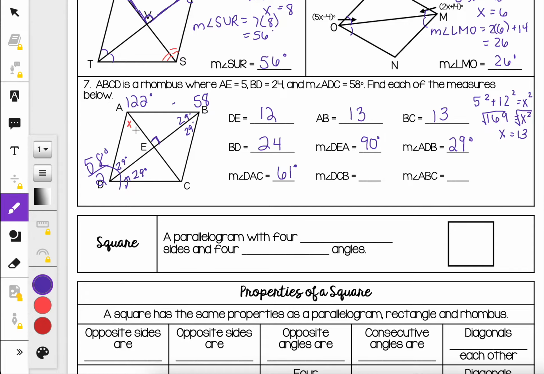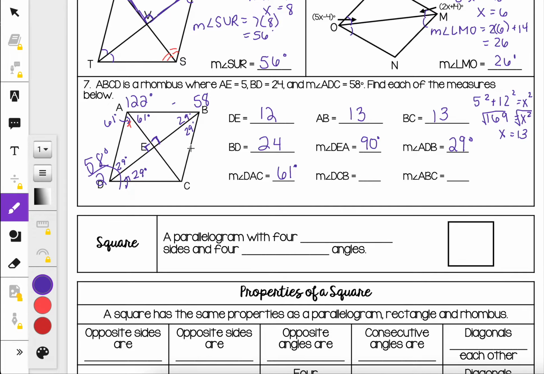Okay, I also could have used this right angle here and looked at this right triangle: 180 minus 90 minus 29 to get 61. So there are a whole bunch of different ways that you can think of it. If this angle is 61, I know this angle is 61.